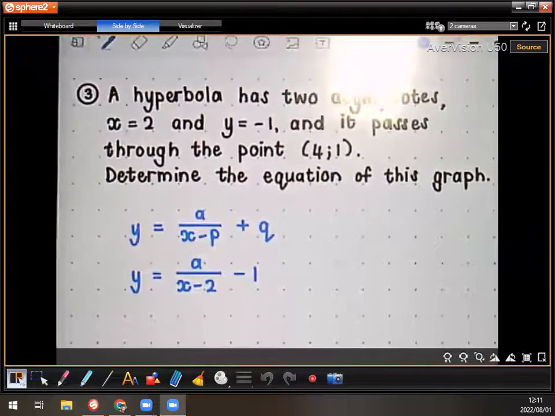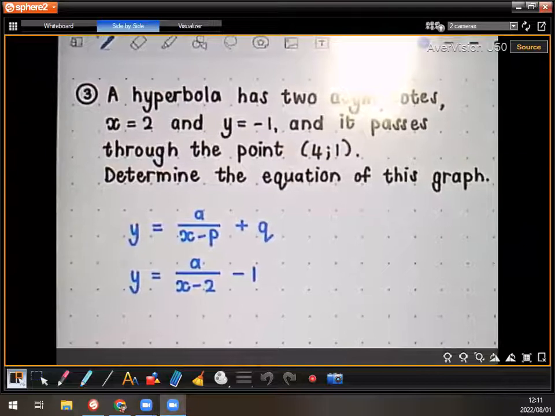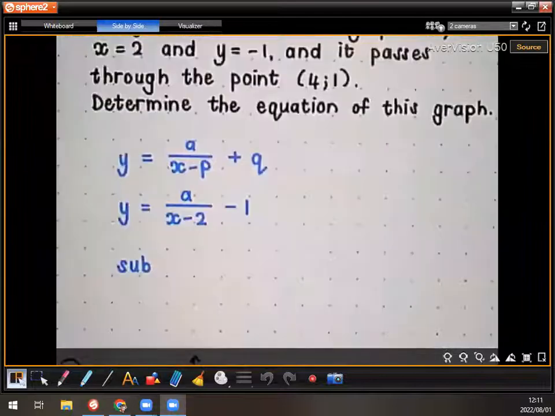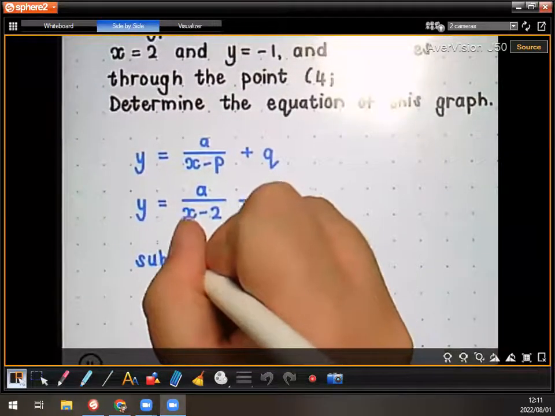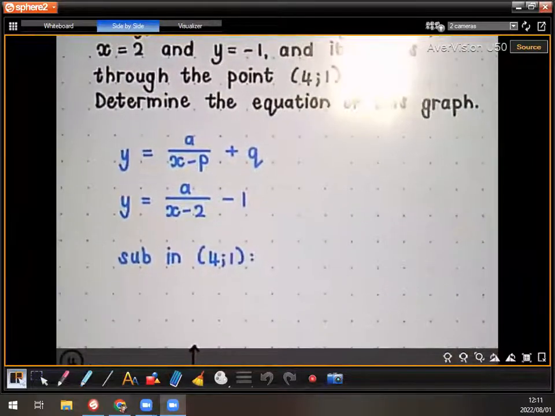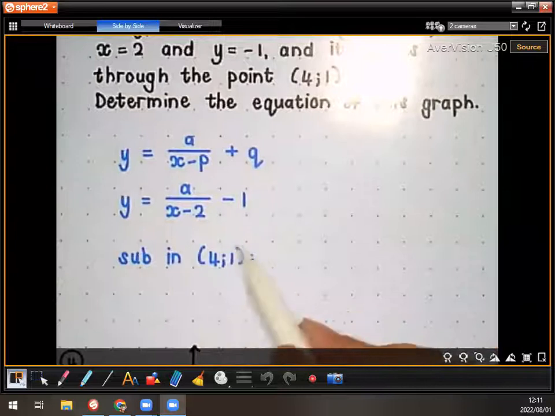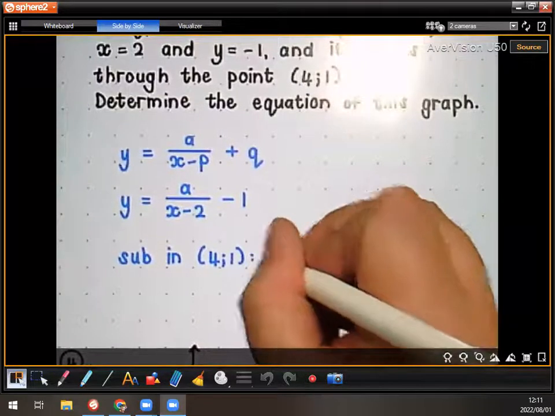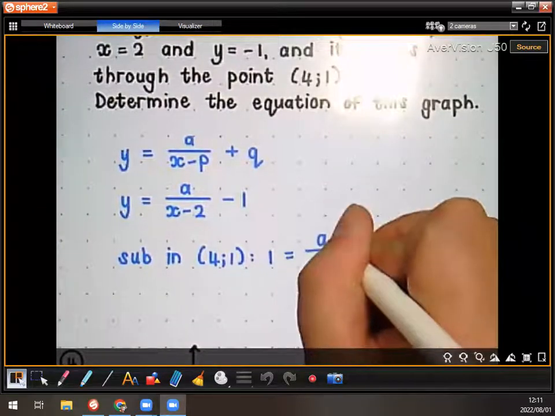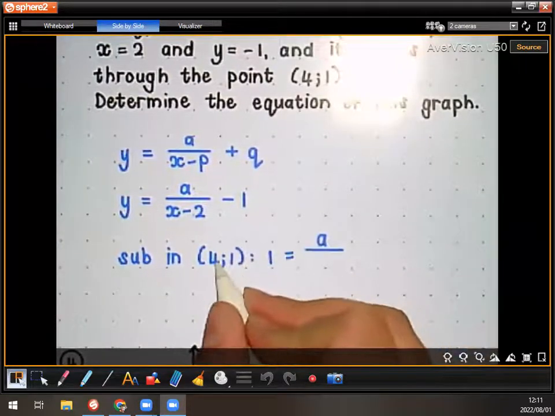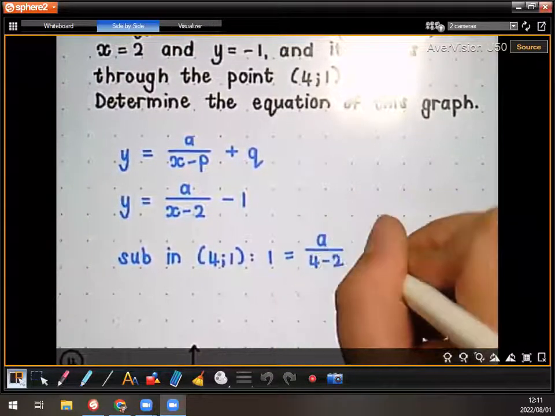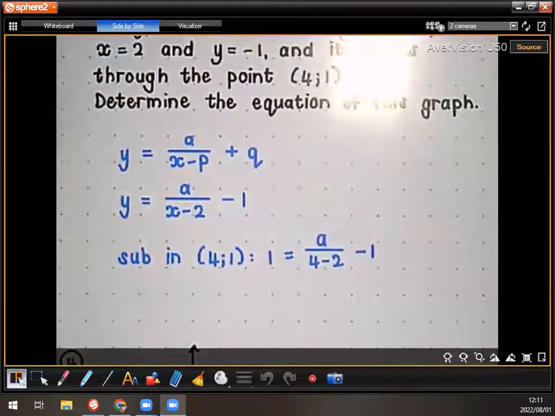Sub in that point 4, 1. Okay, just like we've been doing with the other examples. So we're going to sub in 4, 1. So y is now the y value of this point, which is 1, equals a over x minus 2. What is the x value of this point? 4. So 4 minus 2, and then we minus 1 from it.